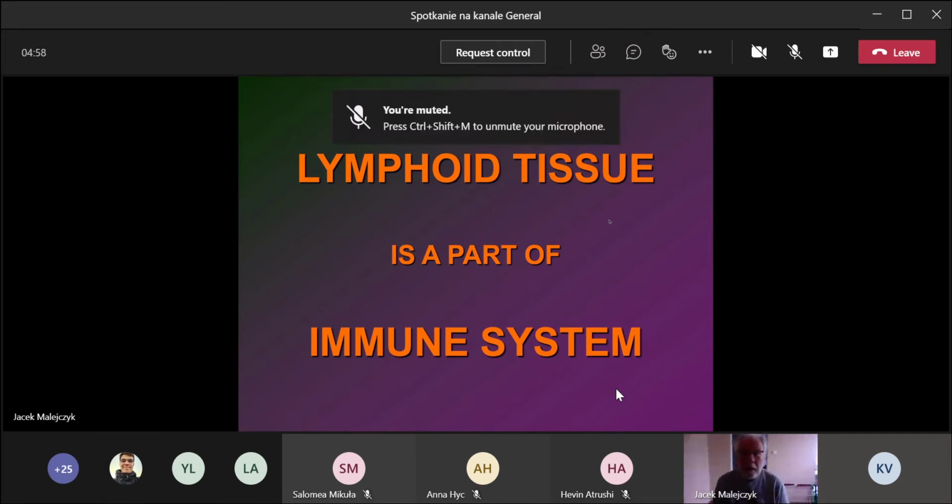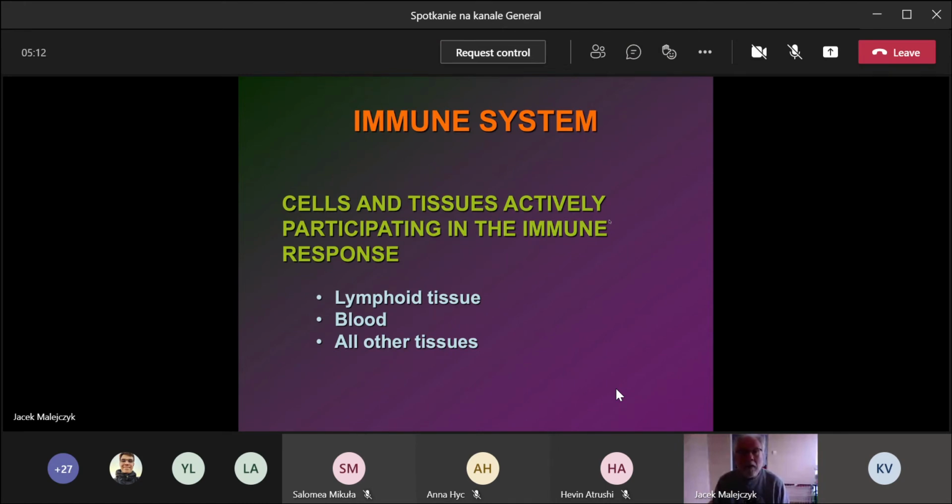Well, let's start. So we are talking about the lymphoid tissue, and the first important thing I would like to remind you is that the lymphoid tissue as such is a part of some quite big thing which we call the immune system. The immune system, just in brief, is characterized by the cells and tissues which actively participate in the immune response. So this will include what we call lymphoid tissue, as well as the cells which are found in the blood, white blood cells namely.